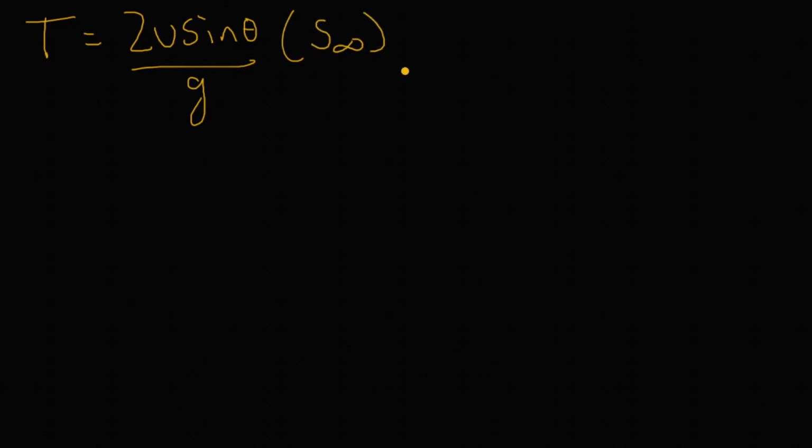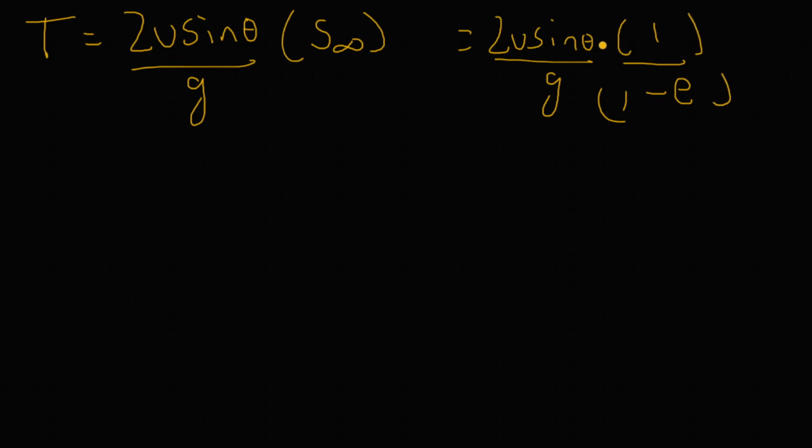So T is going to be 2u sine theta by g times the summation to infinity, which is 2u sine theta by g times 1 by 1 minus e. This is what we get. This is the total time taken. This is the total time the projectile will keep on traveling, keep on bouncing.